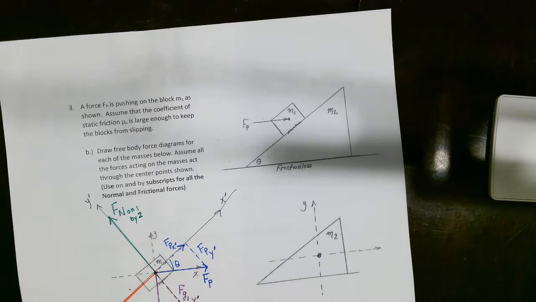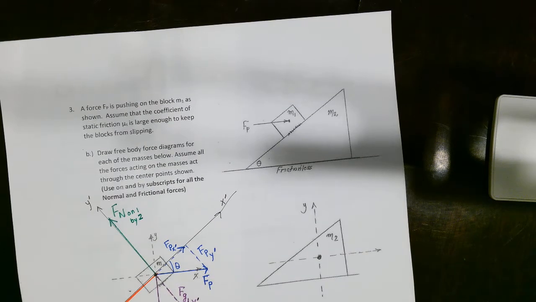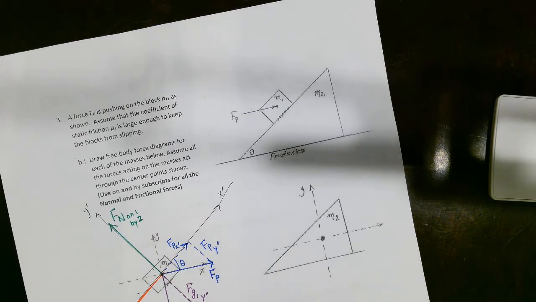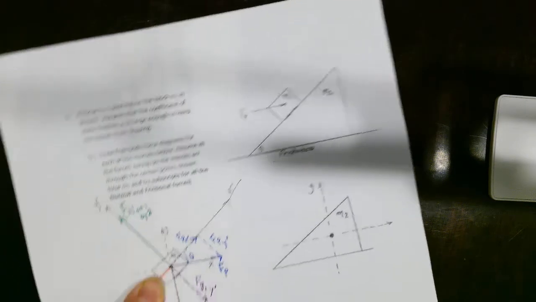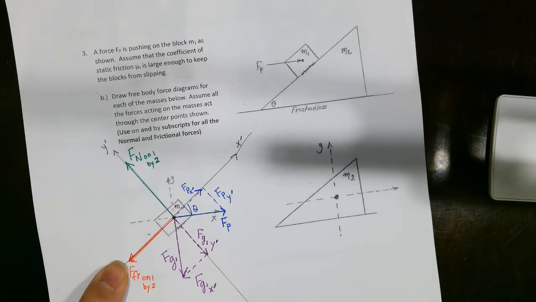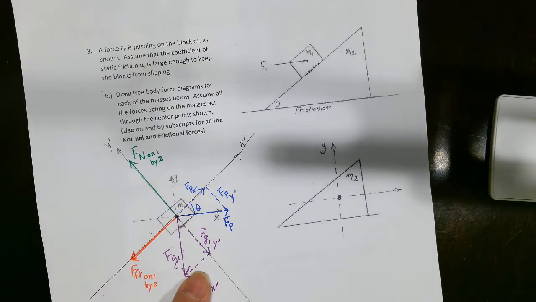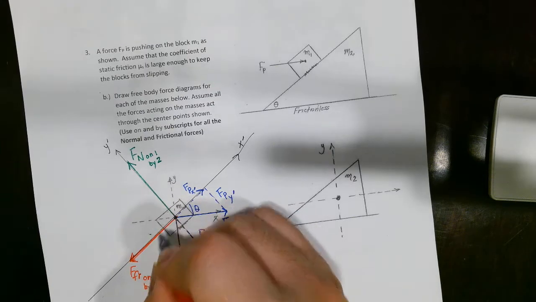Okay, so these four forces, have to be careful. So here's the friction right here. Now notice this friction has to be a combination of this plus that, right? So I guess this magnitude is way off. So this is friction on one by block two. I guess this should be a little bit smaller, maybe this big, because this is like this minus that should be this. So be careful.